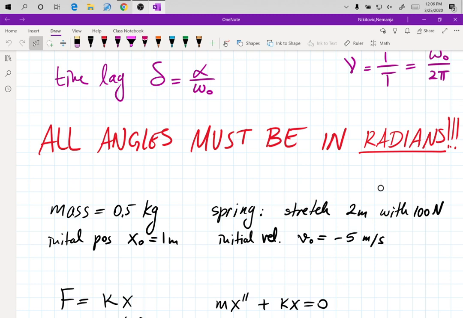All right, so to recap, we have a 0.5 kilogram mass. The spring needs to stretch 2 meters with a force of 100 newtons. We have initial position and initial velocity. So let's see what we can get.